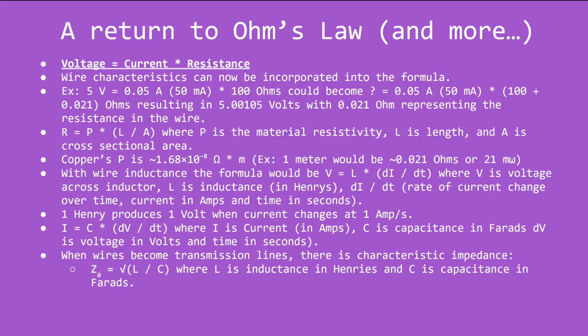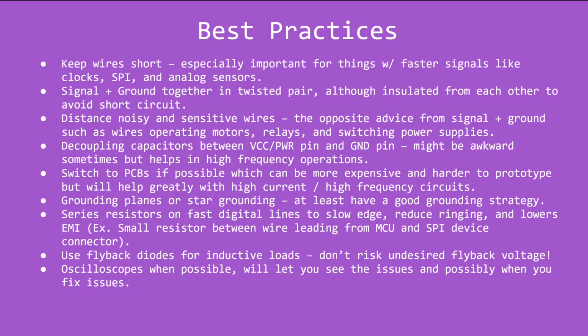You should look at the actual equations on the slide too. Simply put, 1 henry produces 1 volt when the current change is 1 amp per second. We can also check the current with current equals capacitance times voltage in volts divided by time in seconds. Keep in mind when these wires become transmission lines, we also have characteristic impedance. Impedance equals the square root of inductance in henries divided by the capacitance in farads.